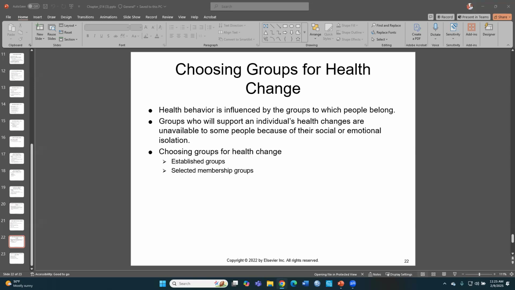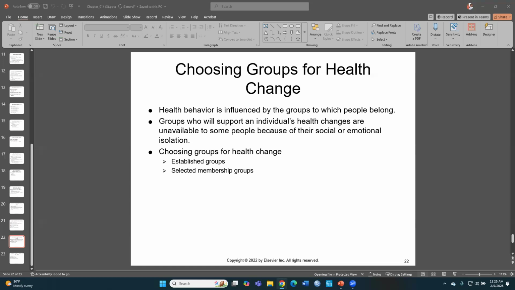When we look at choosing groups for health change, health behavior is influenced by the groups to which people belong. So again, it is a sense of support for people within that group. They have somebody to lean on, to be a support for them.